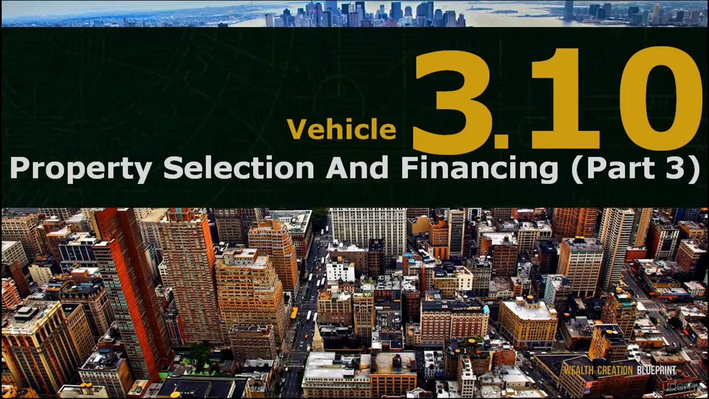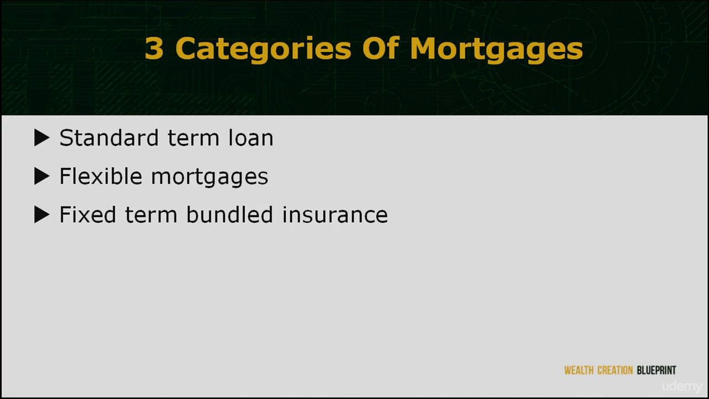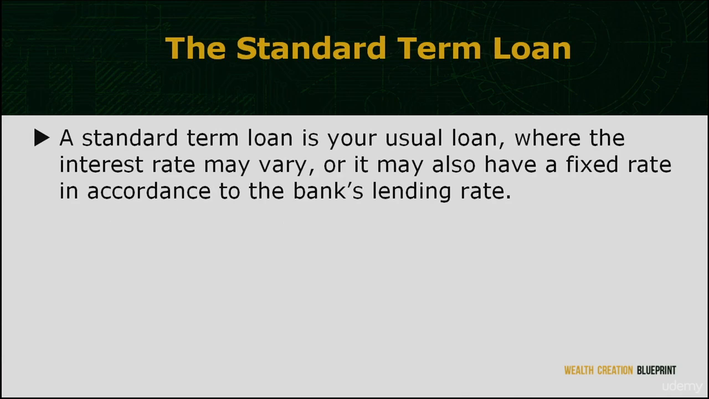In this module, we identify the right mortgage for your balance payment. There are a few types of mortgages that you are able to choose from, which can be broken down into three categories: standard term loan, flexible mortgages, fixed-term bundled insurance. Firstly, let's look at the standard term loan.